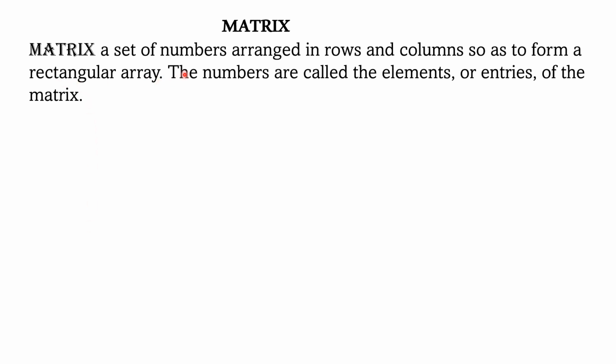A matrix is a set of numbers arranged in rows and columns so as to form a rectangular array. The numbers within the array are called elements or entries of the matrix.